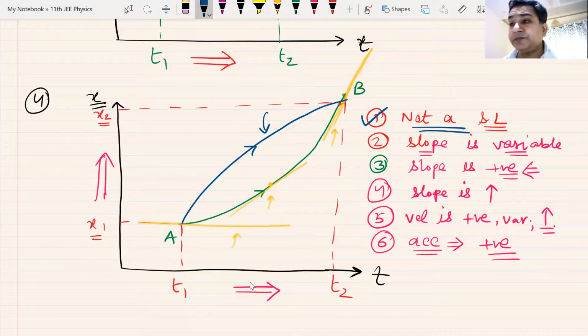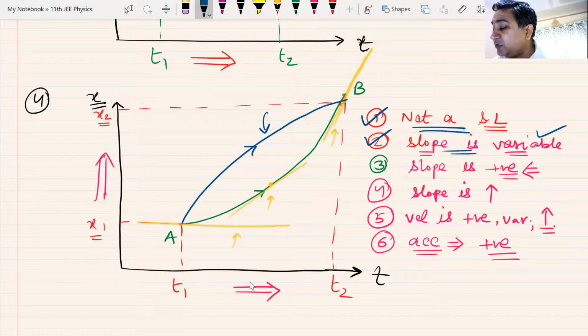It is not a straight line graph. Yes or no? Santosh says it is not a straight line graph. Point number 2, what about the slope of this graph? Is it constant or variable? Variable, yes, so this point is correct. The slope is variable. Great. Point number 3, blue graph. What about the slope of this graph?